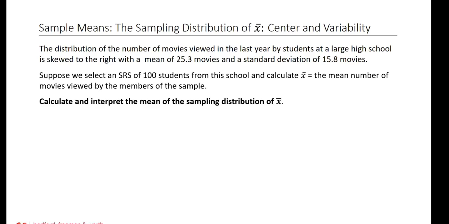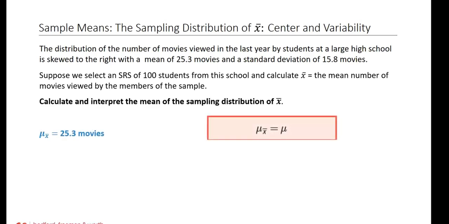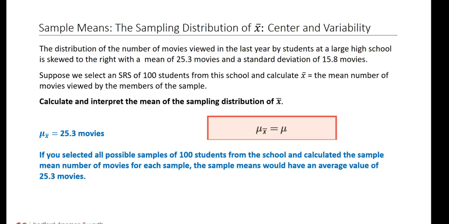It's just the mean of the sampling distribution there. Interpret: if we took all possible samples of size 100 from the same population, movies viewed last year by students at a large high school, then the average would be 25.3. Let's see what they said. If you looked at all possible samples of 100 students from the school, calculate the sample mean number of movies for each sample, the sample means would have an average value of 25.3.